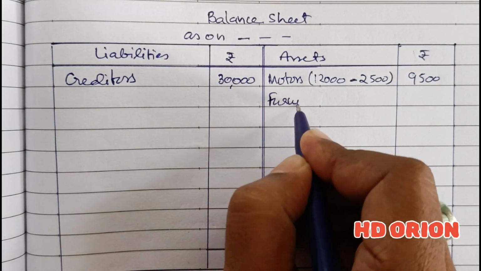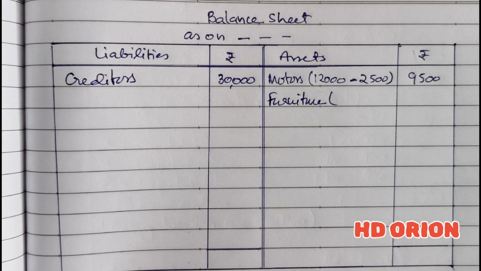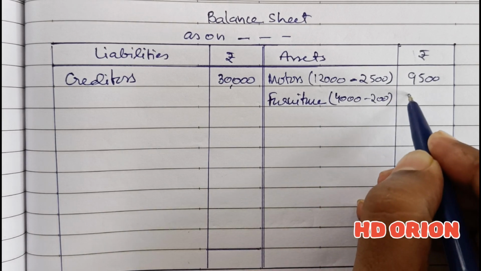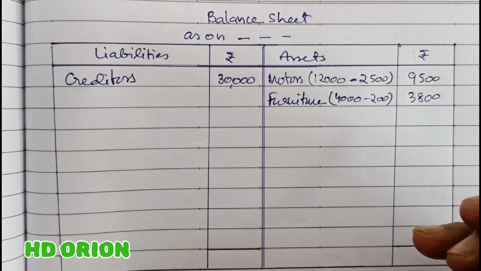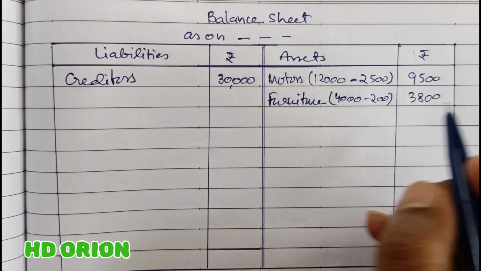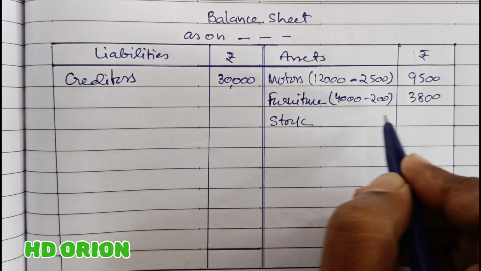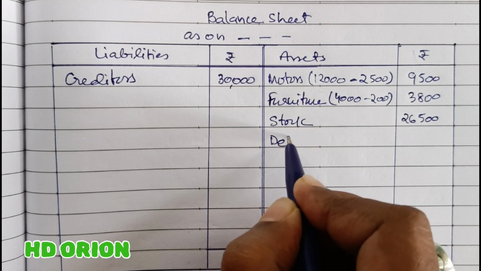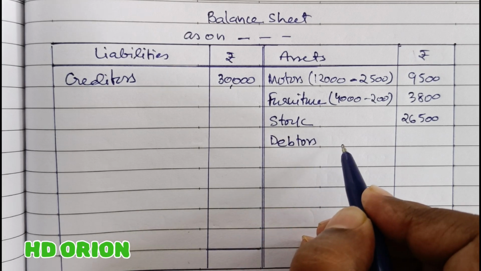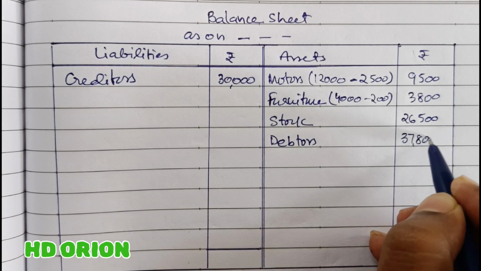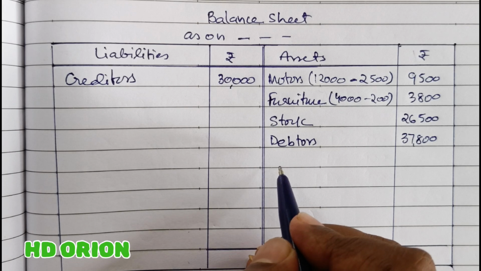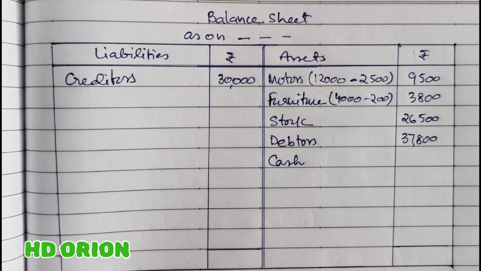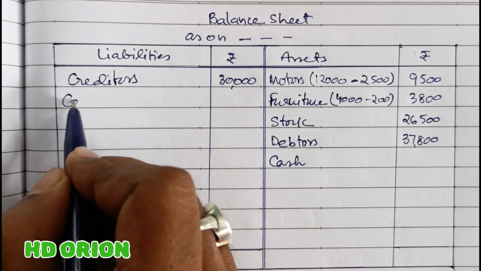furniture, the value has decreased by 200 rupees and it is 3,800 rupees, and stock is the same, 26,500 as given in the book. Debtors are also same. Debtors are rupees 37,800, and cash, we will find out what cash is, and let us see the liability side capitals.